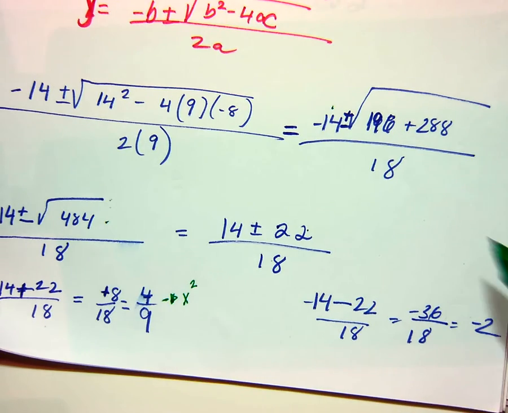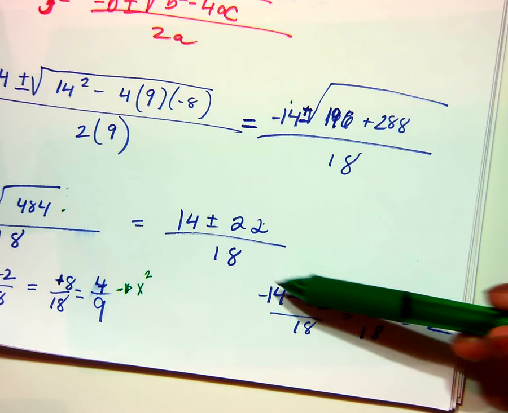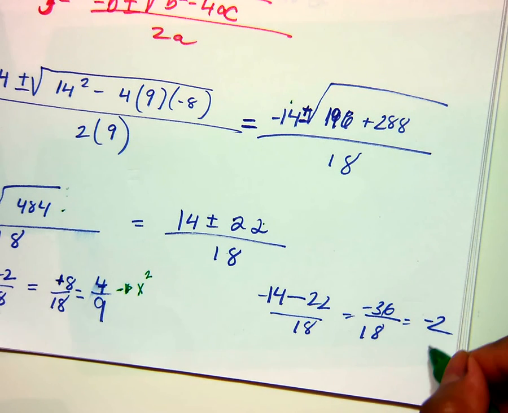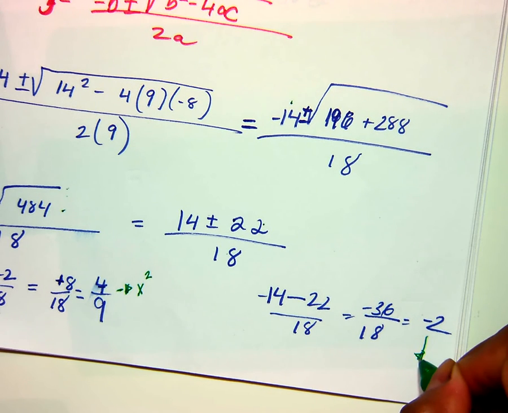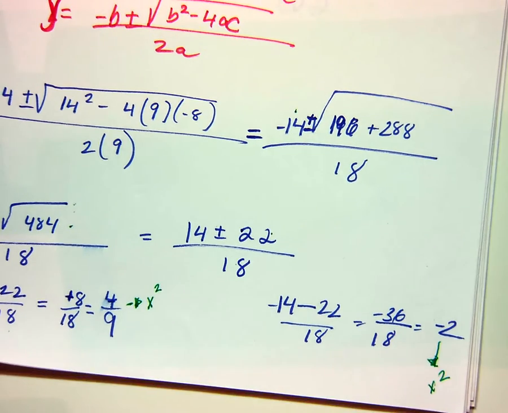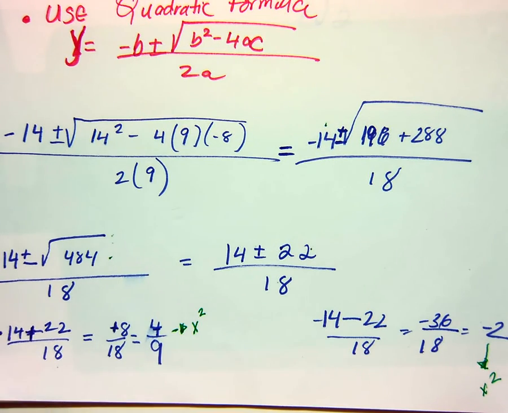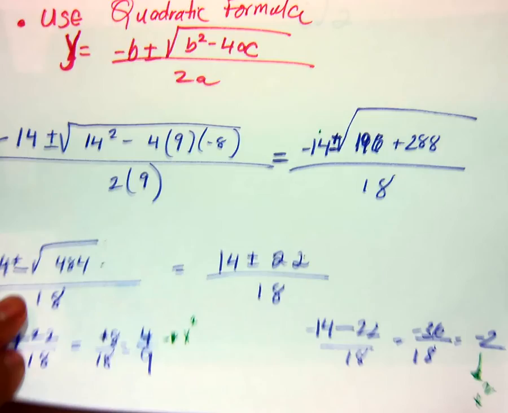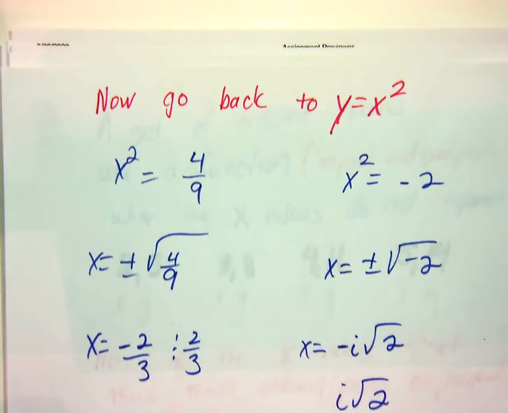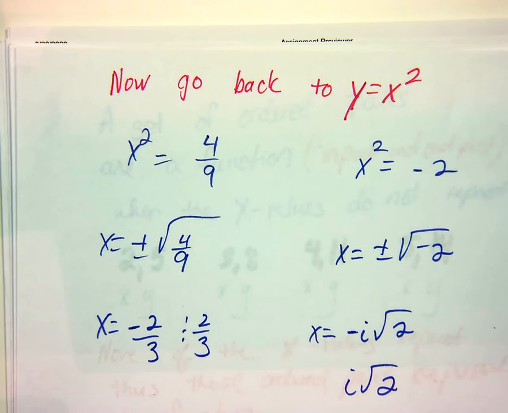Now we have the negative part. Negative 14 minus 22 gives you negative 36 over 18, which gives you negative 2. So here's your negative part of your x squared. Again, make sure you pause your video so you can better understand this, because it gets more complicated. Now you have to go back to your y equals x squared.